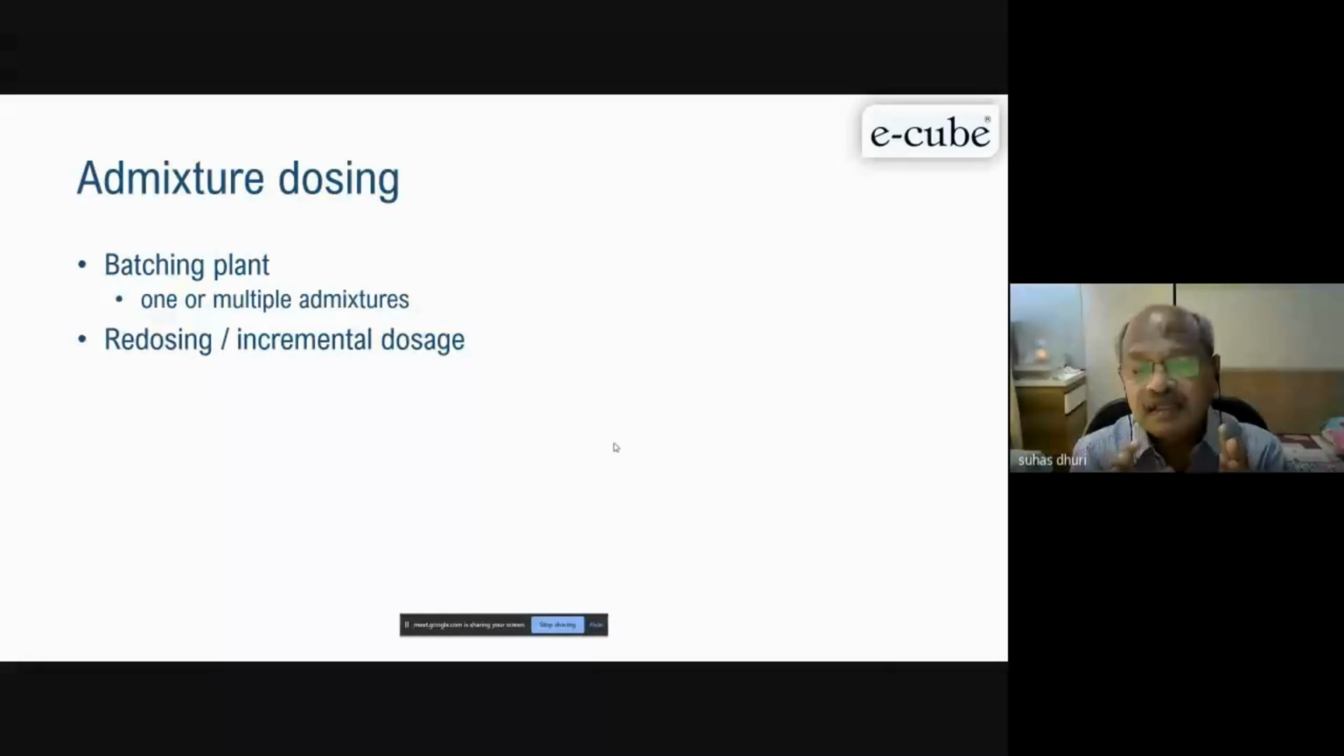all these admixtures are working on wet cement or wet cementitious system. So they are not advisable to use on dry cement or dry cementitious system. They should not be used along with water either. You don't mix it with water and add it into the concrete. No, that is not a correct practice.